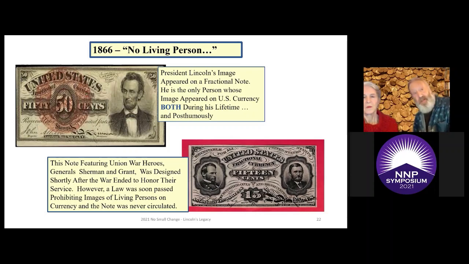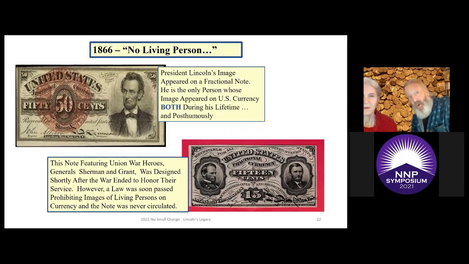Obviously, they're still being collected and they're still circulating, but there's a law because of the likenesses of living people being on the bills for the first time in the 1860s. That was outlawed to this day. It's one of the legacies of the Civil War, right?